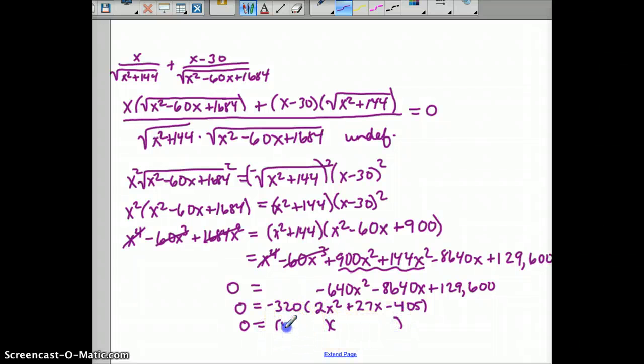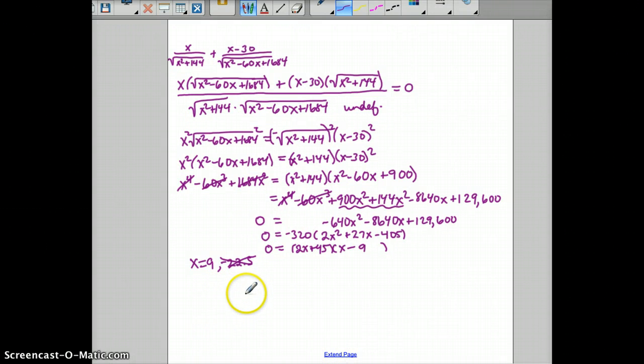It factors to 2x plus 45 and x minus 9. Setting each factor equal to 0, we have x equals 9 and negative 22.5, which doesn't make any sense in our feasible domain, which was 0 to 30. So let's find the length of the wire if we have 0, if we have 9, and if we have 30 for x.